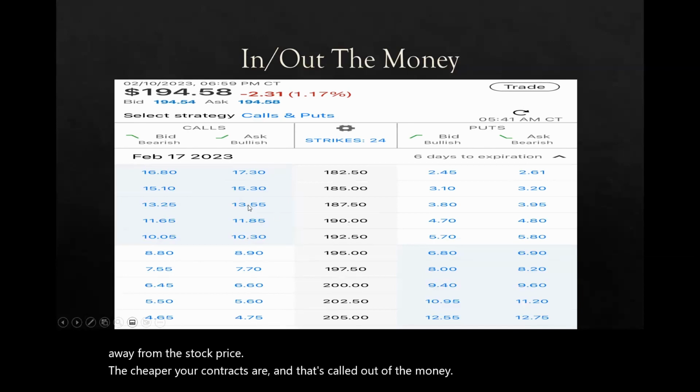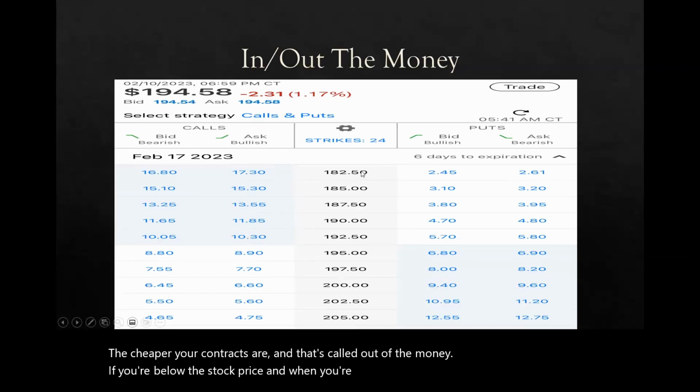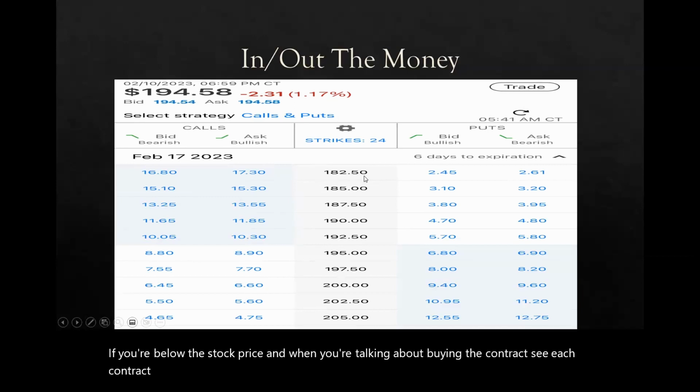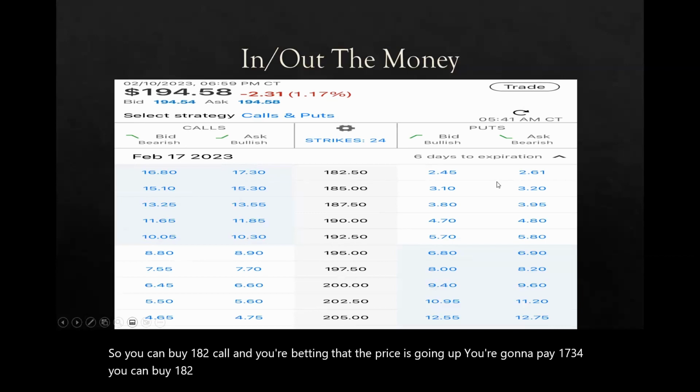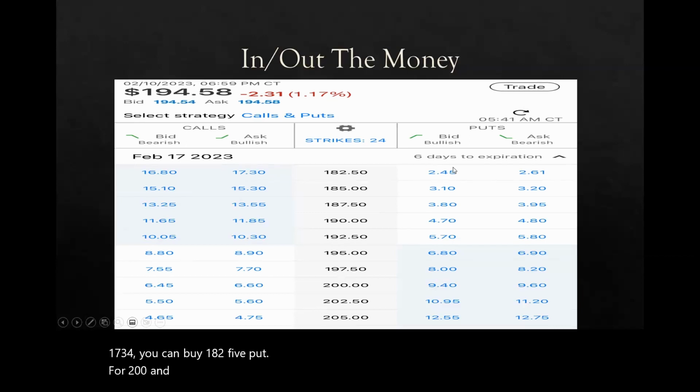If you're below the stock price, and when you're talking about buying the contract, each contract is a strike price. You can buy a contract here. This is a contract price, and on either side. So you can buy a 182 call, betting that the price is going up, and you're going to pay $1,730 for it. You can buy a 182.5 put for $245 if you think the stock price is going down. It's worth $245 now because the stock price is above it on the put.